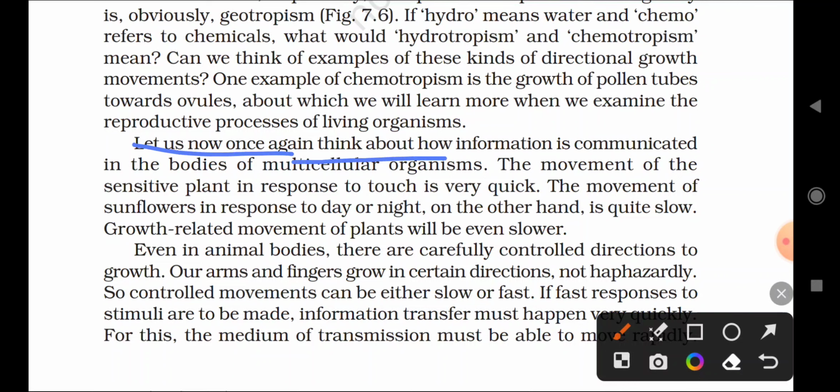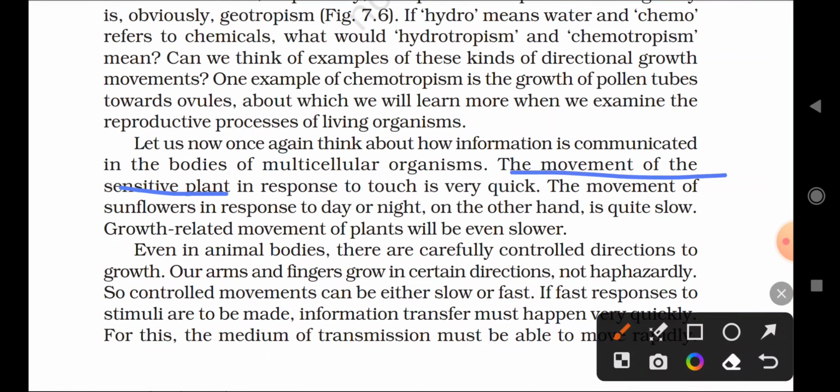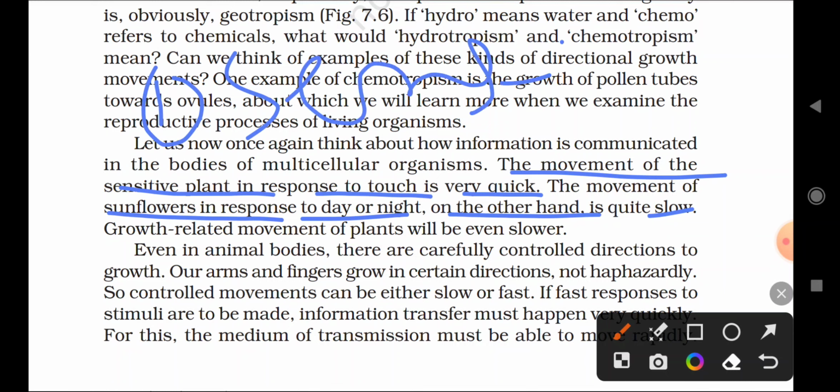Let us now once again think about how information is communicated in the bodies of multicellular organisms. We already know that in multicellular organisms there is communication, because a multicellular organism does not contain a single cell; it has a large number of cells, correct. The movement of the sensitive plant in response to touch is very quick. The movement of the sunflower in response to day or night, on the other hand, is quite slow.